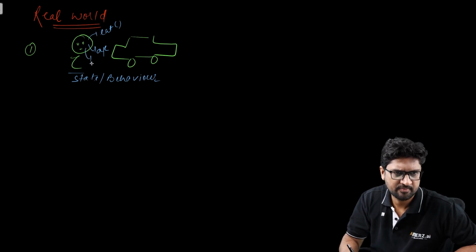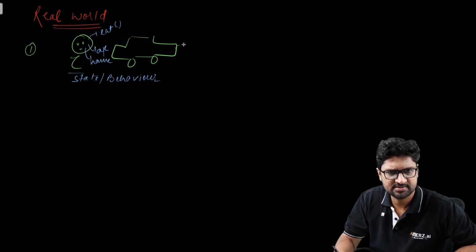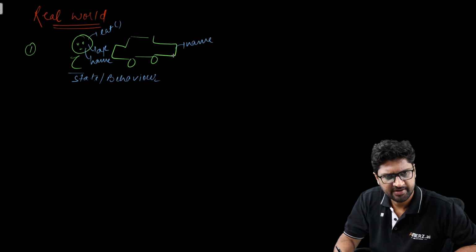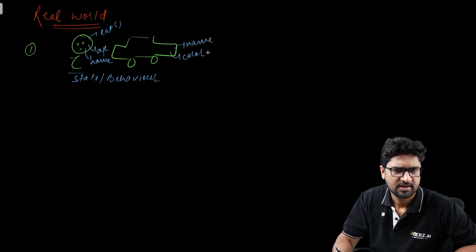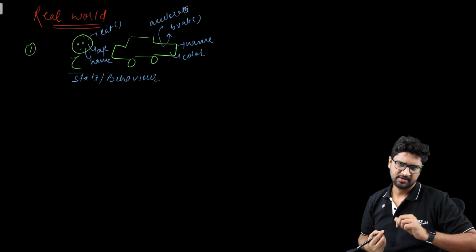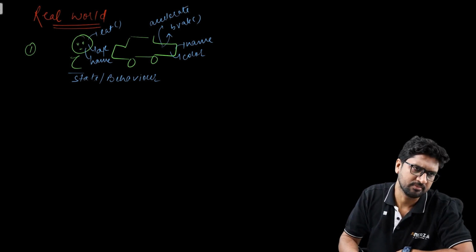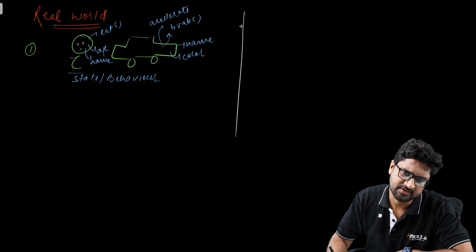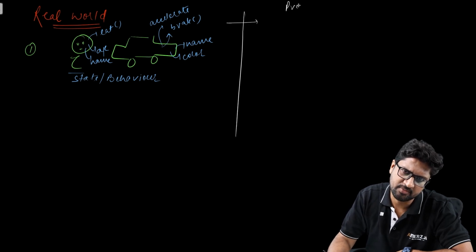This guy has a name. For example, the car has a name. The car has a color. And it also has a behavior. For example, it can apply brake. It can accelerate itself. Now, if I have to solve this real world problem, I have to have some way that it is represented in the world of programming.